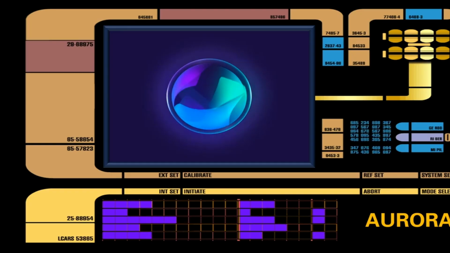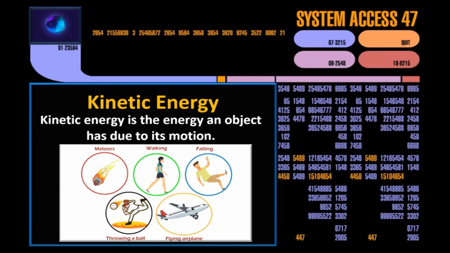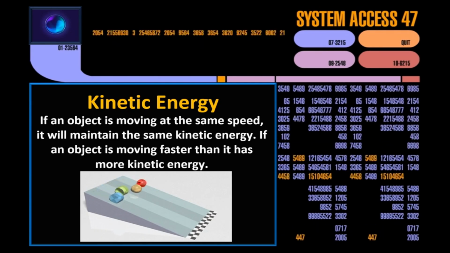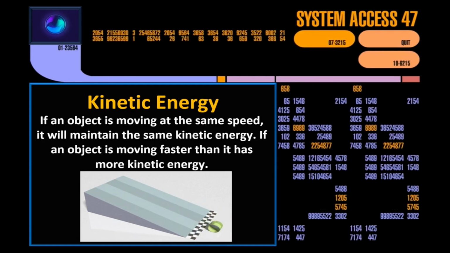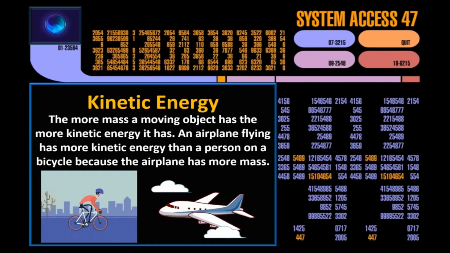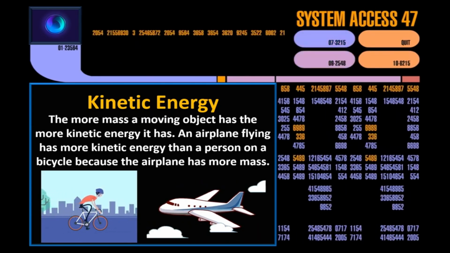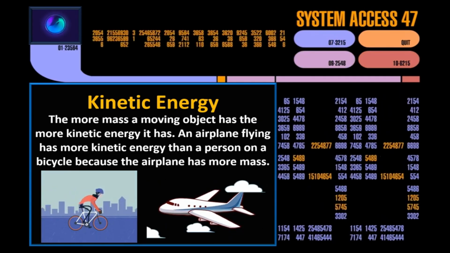Processing. Kinetic energy is the energy an object has due to its motion. If an object is moving at the same speed, it will maintain the same kinetic energy. If an object is moving faster, then it has more kinetic energy. The more mass a moving object has, the more kinetic energy it has. An airplane flying has more kinetic energy than a person on a bicycle because the airplane has more mass.